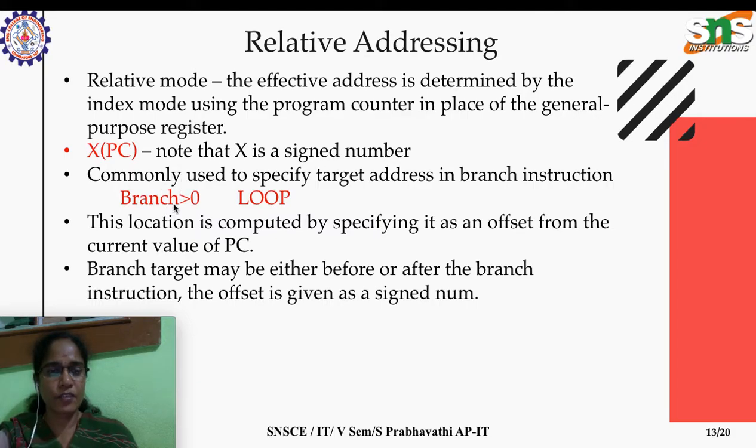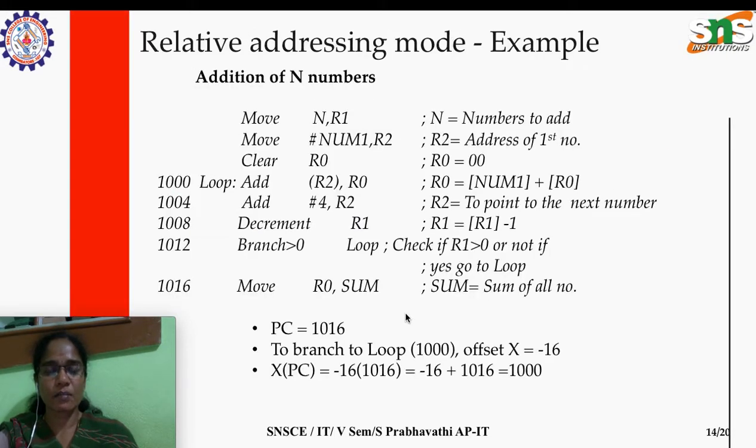X is a signed number, both positive and negative, because branching can loop upward or downward. The branching target can be either before or after the branch instruction, so the offset is given as a signed number. With a simple example you will get it clearly. The same program is repeated here, addition of n numbers. Let us see how the relative addressing concept is used here.